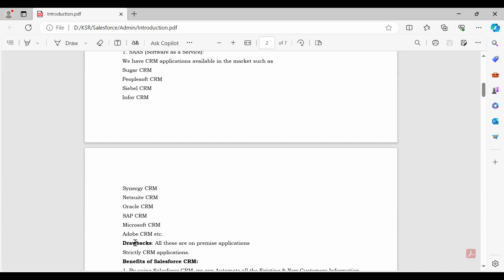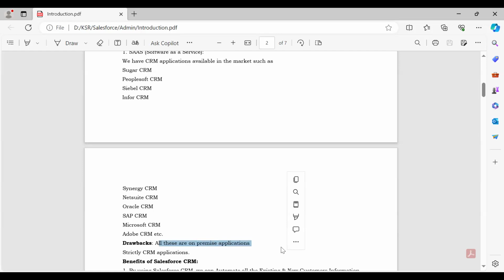Okay, so though there are so many CRM applications, why are people still looking towards the Salesforce CRM application? And these are not new CRM applications. They have been available in the IT industry for so many years. But still, why are most of the customers looking for the Salesforce CRM application? Why do they want to use Salesforce? Because whatever the CRM applications I have listed out here, all these are on-premise applications.